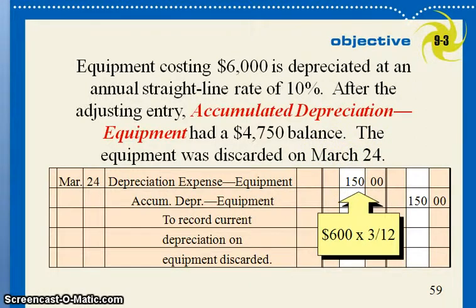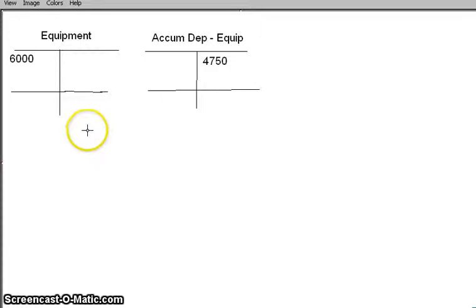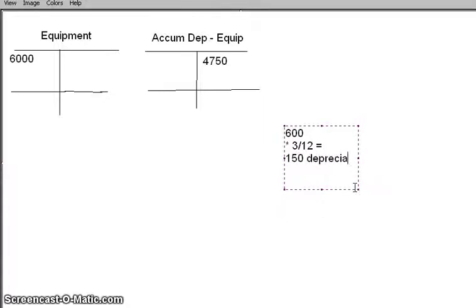So to get back to this, it was $600 a year for depreciation. So a full year would be $600, but we're not talking about a full year. We're talking about $600 times 3 months out of 12. So what we're really looking at is $150 of depreciation. So the very first thing to do if you get rid of something mid-year is to catch up on the depreciation so that you have recorded January, February, March's depreciation.